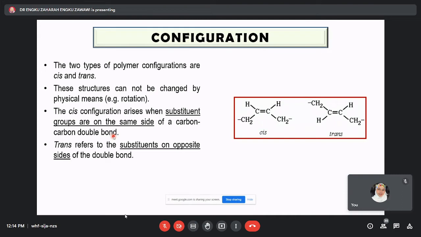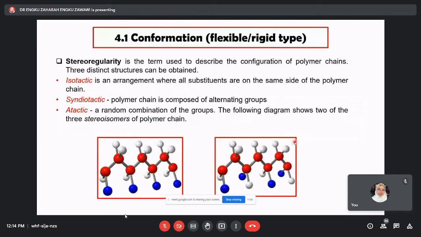So the trans refers to the substituent on the opposite side of the bond. So this is the cis. Cis dia adalah on the same side of the carbon double bond. So dia berada pada side yang sama. Okay. So untuk trans dia opposite. Okay. So ni macam mirror image lah. Dia opposite. Alright.